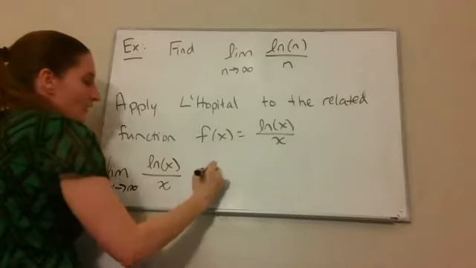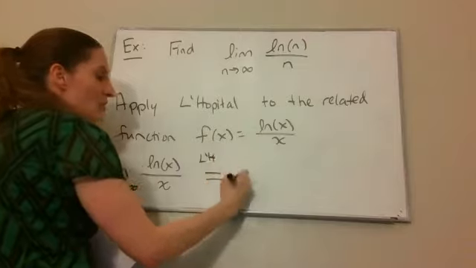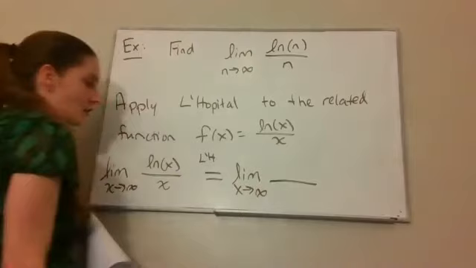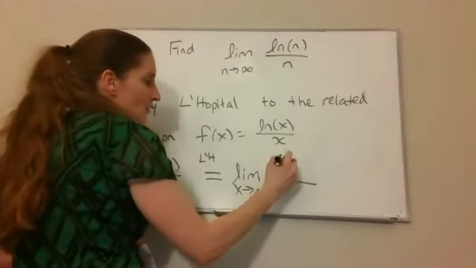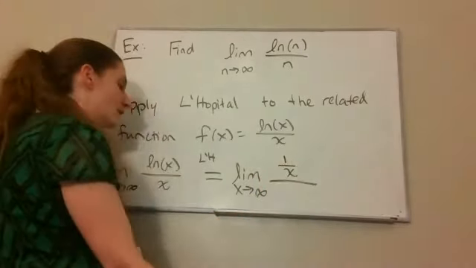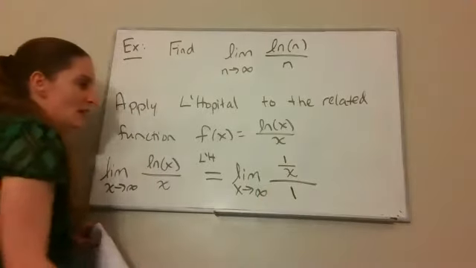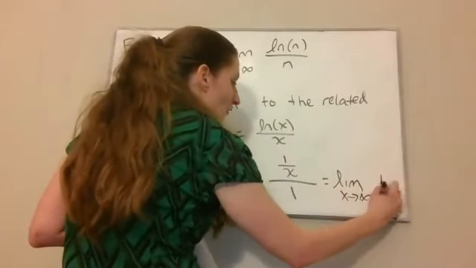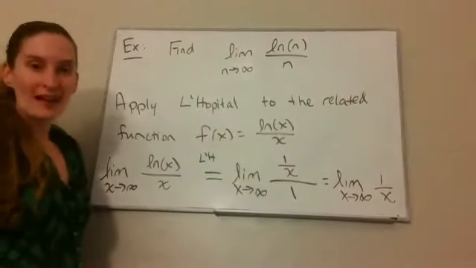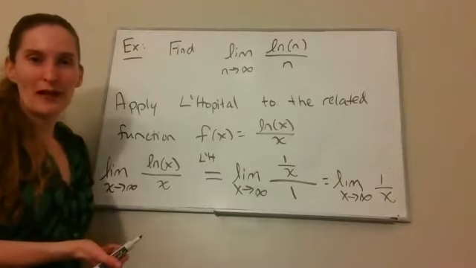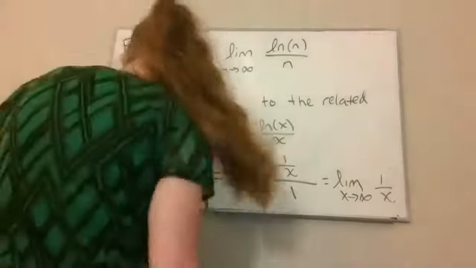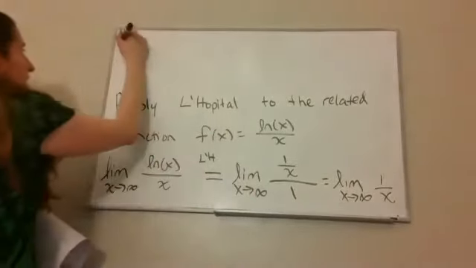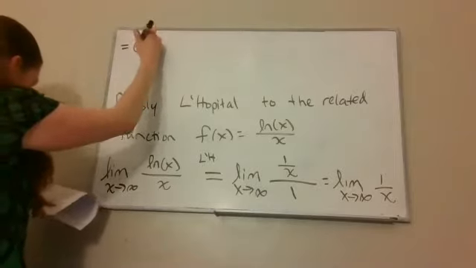x over x. Now, using my L'Hopital's rule, I know I can take the derivative of the top and the derivative of the bottom. The derivative of the top is 1 over x, derivative of the bottom is 1. So now I just have a limit as x goes to infinity of 1 over x. And so now as my x grows, I get a smaller and smaller value. So this limit goes to 0.